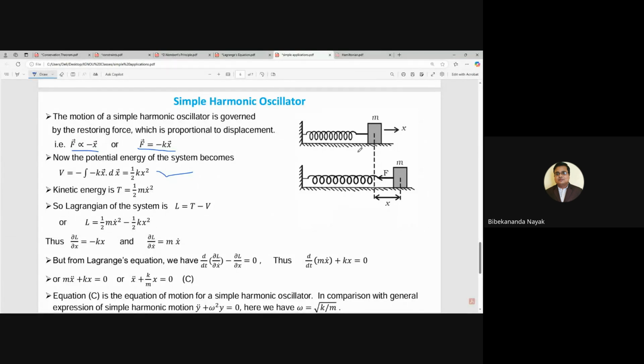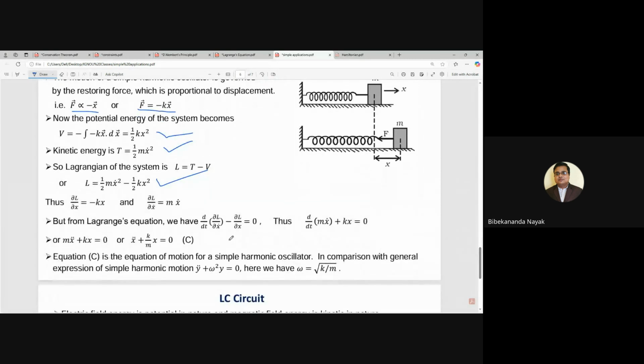Kinetic energy, as usual, is half m x dot square. So the Lagrangian is T minus V. Here there is only one variable x. Take the Lagrange equation, the derivative with respect to x and with respect to x dot, and put them here. We get the equation of motion. Since m is a constant, it is m x double dot plus kx equals 0. Dividing each term by m, we get x double dot plus k by m x equals 0. It is simple harmonic motion with frequency root over k by m.